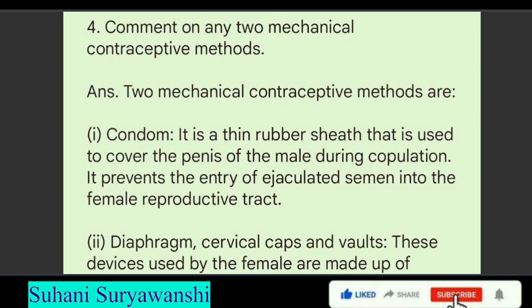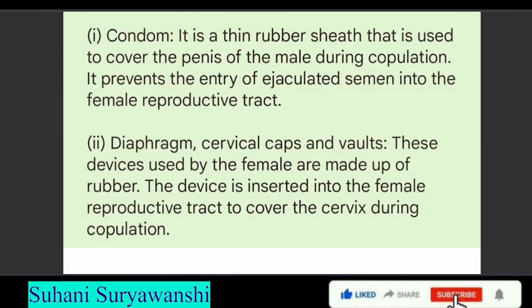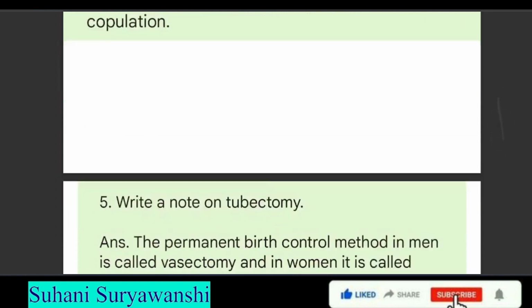It prevents the entry of ejaculated semen into the female reproductive tract. Second is diaphragm, cervical caps and vaults. These devices used by females are made up of rubber. The devices are inserted into the female reproductive tract to cover the cervix during copulation.